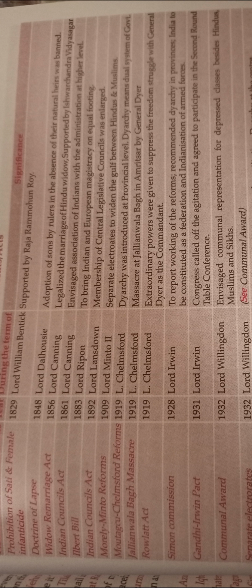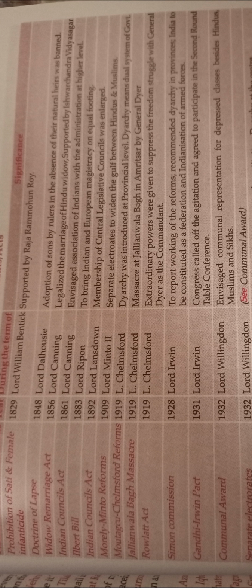Jallianwala Bagh massacre, 1919, and the Rowlatt Act, 1919. So it's in sequence: once the dual system was allowed, later on Jallianwala Bagh took place in Amritsar under General Dyer. Extraordinary powers were given to suppress the freedom struggle, with General Dyer as commandant. That was a brutal attack, as they were suppressing the freedom.